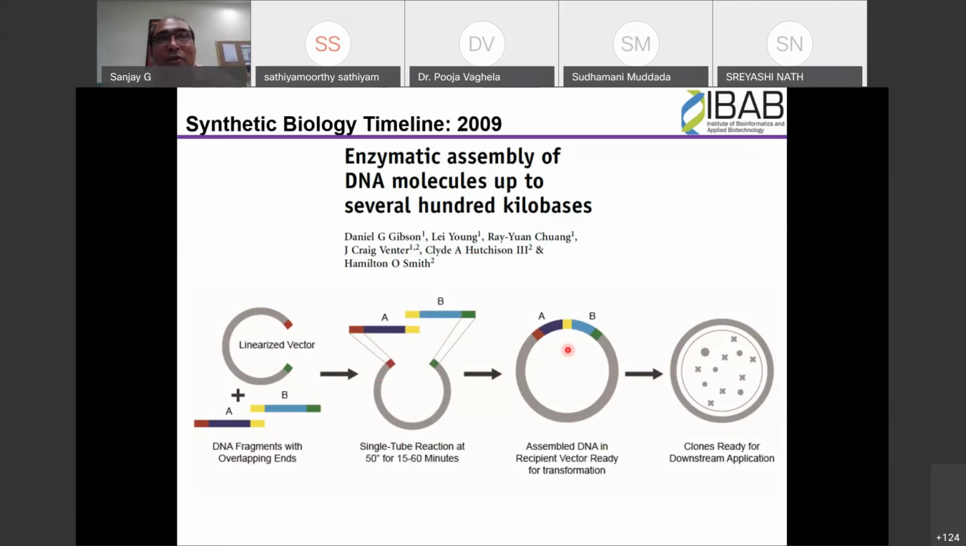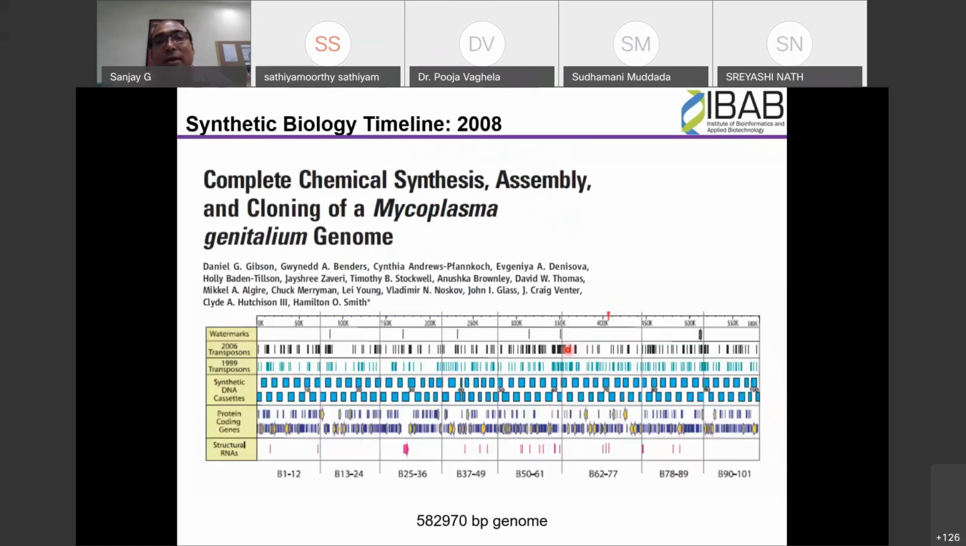So artificial DNA now doesn't have to be cloned in a restriction enzyme manner, which is sometimes really painful. But now you can do seamless, scarless cloning by using these two technologies. And using this technology, the first complete synthetic genome of Mycoplasma was made.